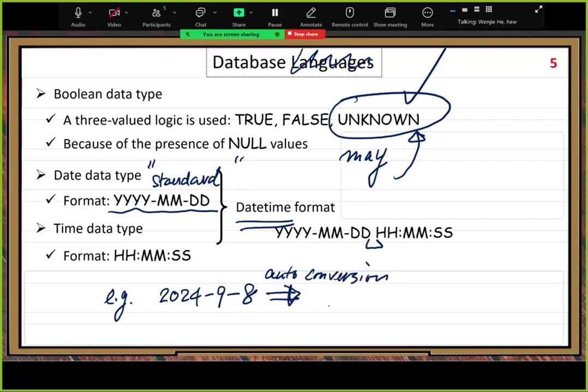So you will see the data entered will be standard. Okay? Standard. So no error, okay? No warning, no error. So it's a legal input. All right.